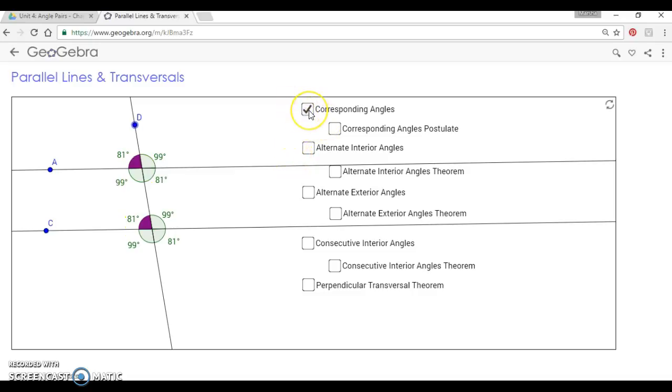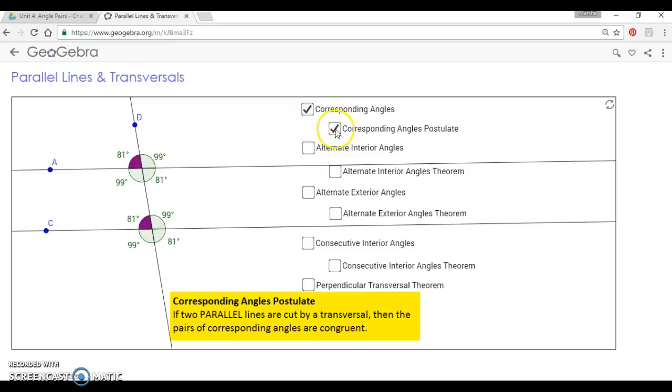And that leads us to what's known as the corresponding angles postulate. The corresponding angles postulate states, if two parallel lines are cut by a transversal, note this only applies to parallel lines, then the pairs of corresponding angles are congruent. If you need to, you can pause the video at this point to get that into your notes.